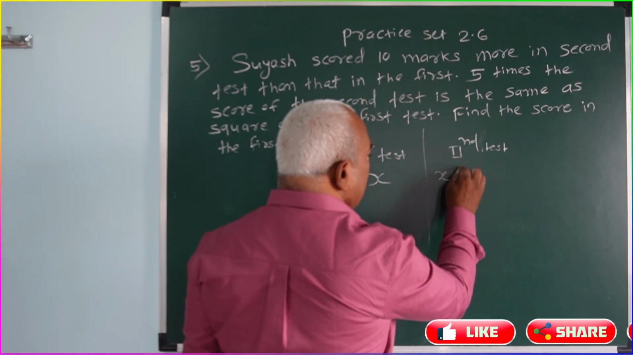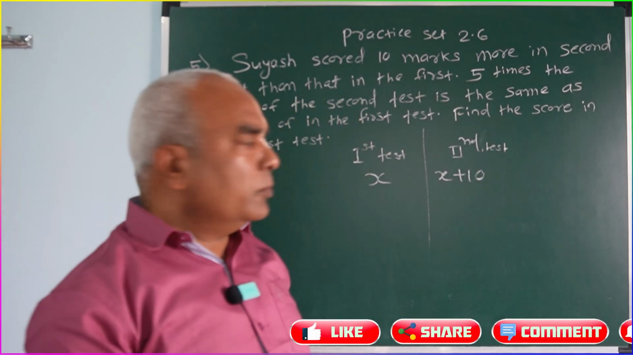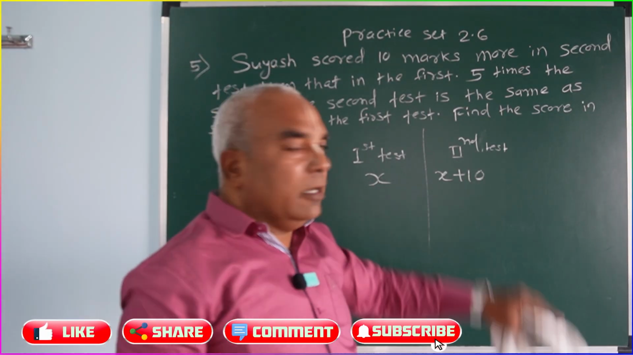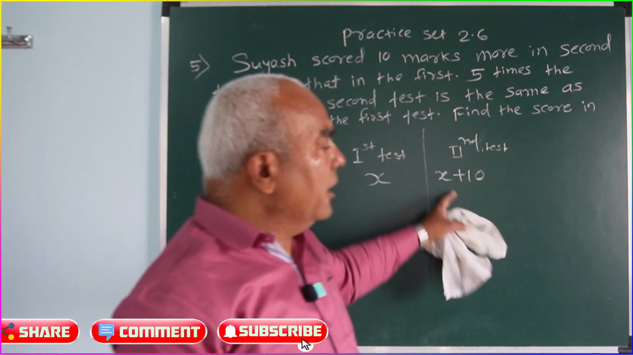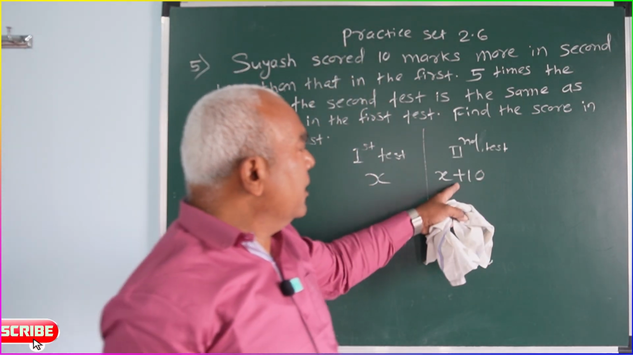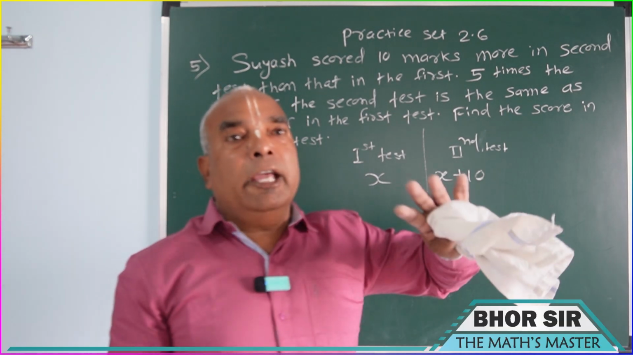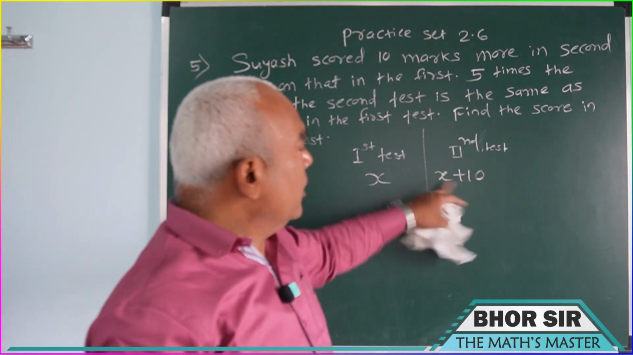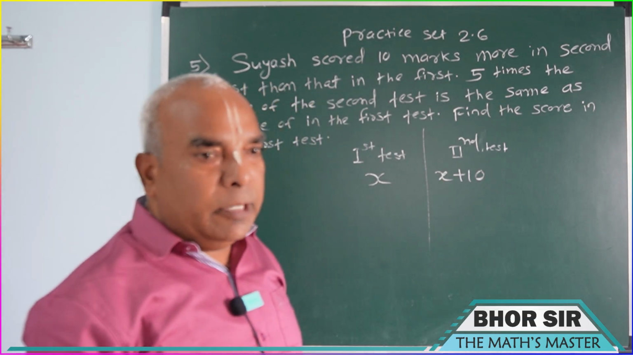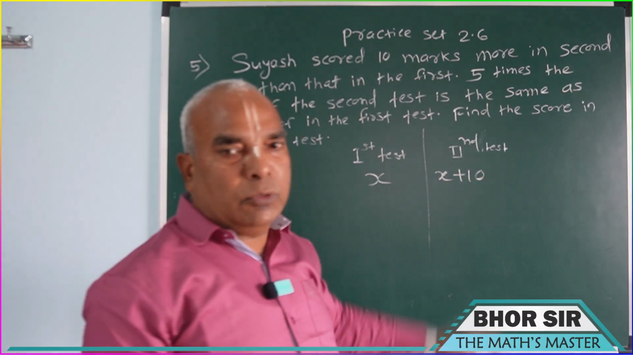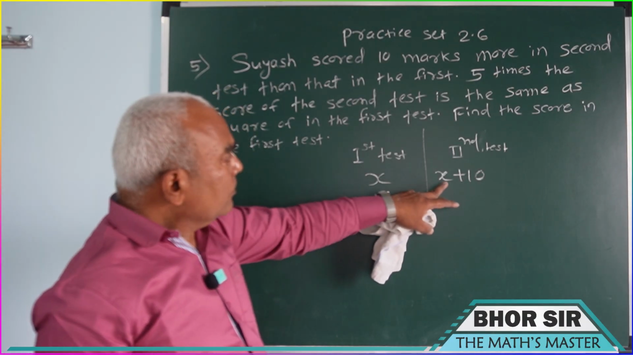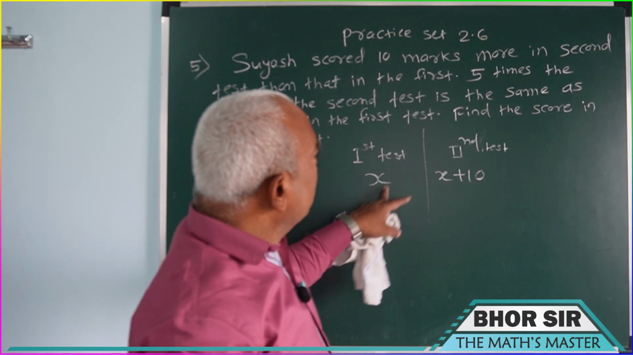More or less means we should use a plus or minus sign. If they say 10 marks are less, x minus 10. 10 marks more, x plus 10. And if they say 10 times, then it should be 10x. Now, 2 times means 2x, 3 times means 3x, 4 times 4x, 5 times 5x. If they say double, it means 2x. More and less come afterwards. So the second test marks are 10 more than the first test.